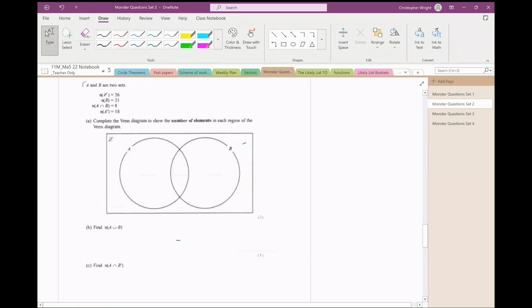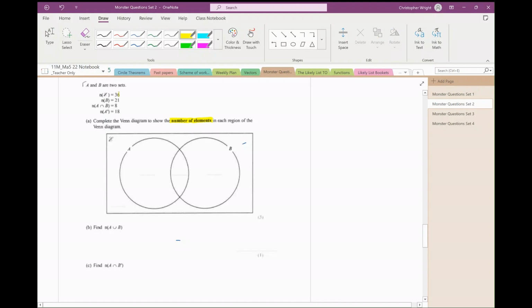A and B are 2 sets, right? The universal set has 36 numbers in it. B has 21 elements. A intersection B has 8 elements. And there are 18 elements which are not in A. Complete the Venn diagram to show the number of elements in each region.